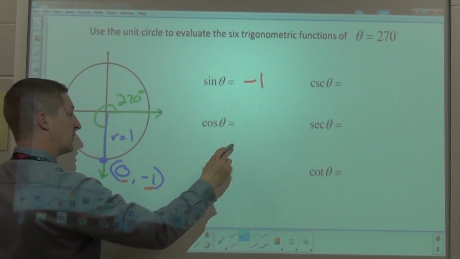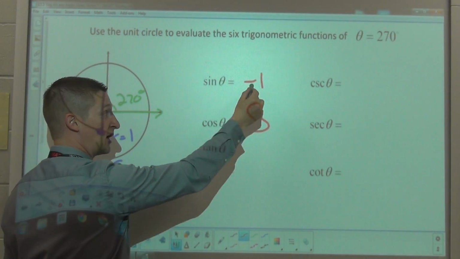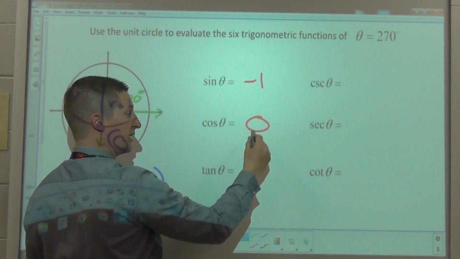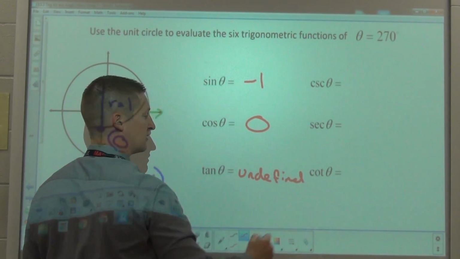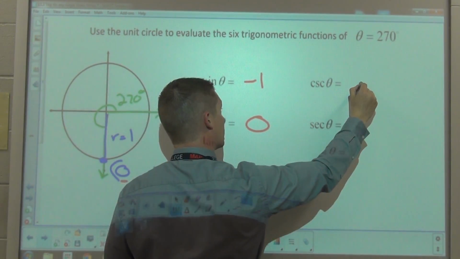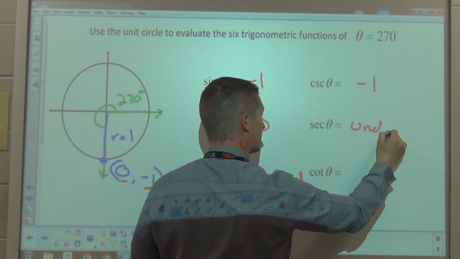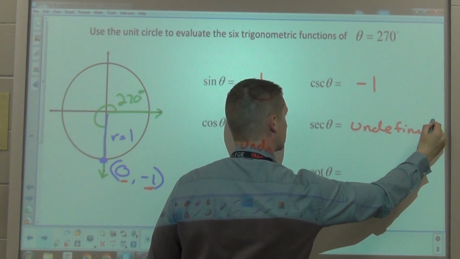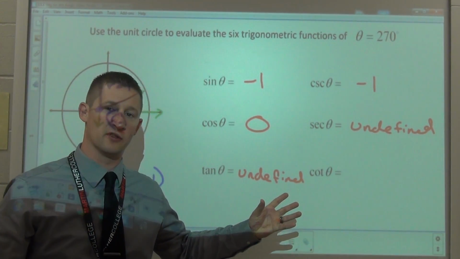Cosine is equal to the x value, 0. Tangent is equal to y over x or sine over cosine. Well, guess what? I can't divide by 0, so that means that tangent happens to be undefined here. As I find my reciprocals, the reciprocal of -1 is going to be -1. The reciprocal of 0 is going to be undefined. And now for my cotangent, the reciprocal of undefined, that's kind of a weird thing to think about.